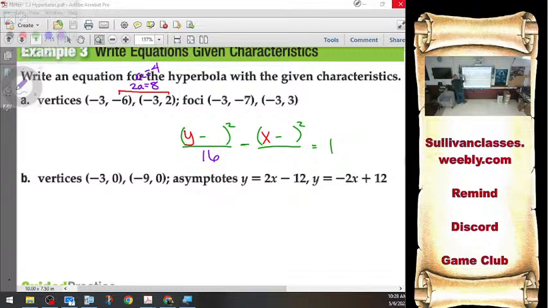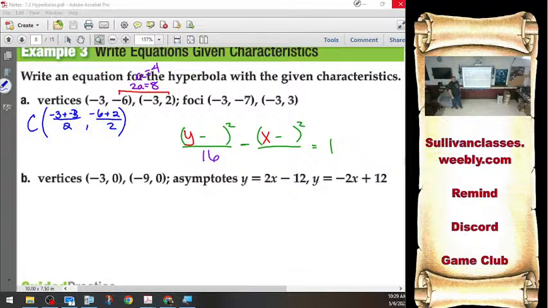Even more than that, vertices, foci, doesn't matter. My midpoint is still my center. And that's (x1 plus x2) over 2, and (y1 plus y2) over 2. Or whatever mental gymnastics you want to do.